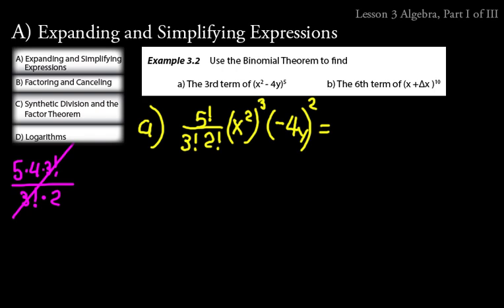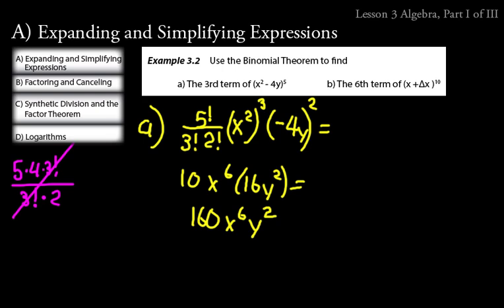So we're really just doing 5 times 4 is 20 over 2 is 10, times x squared to the 3rd power, that's an x to the 6th power, and then times minus 4y times minus 4y, that'd be a plus 16 y squared. So now just think about the associative property. 10 times 16 is 160 x to the 6th y squared, and there we have it.